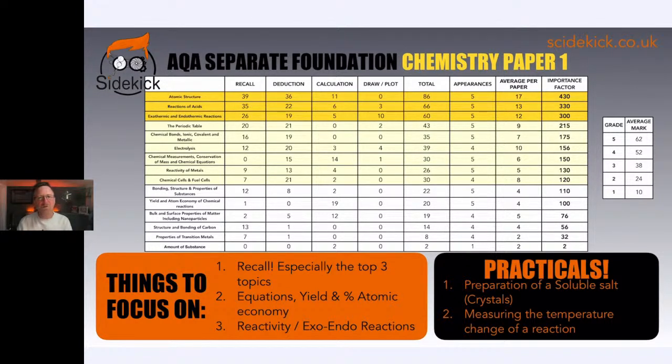But the other thing with chemistry compared to biology is you've got a lot more deduction questions and a lot more calculation questions. So we're going away from the classic revision of recall and using flashcards and notes, and more towards practicing questions, okay? And that's what's going to get you to improve in these areas in chemistry. But the top 3 things here in chem are recall, especially the top 3 topics.